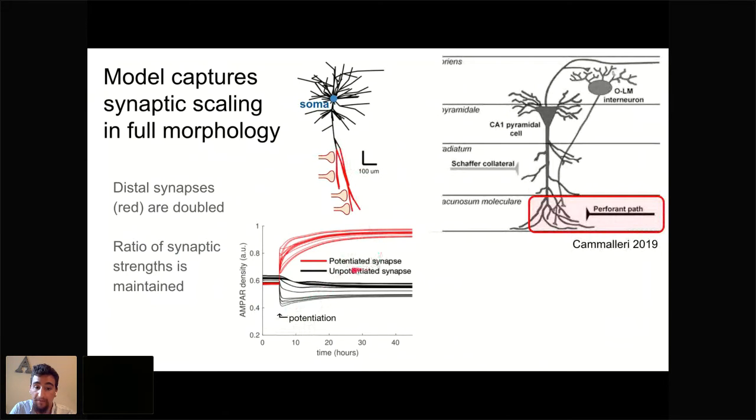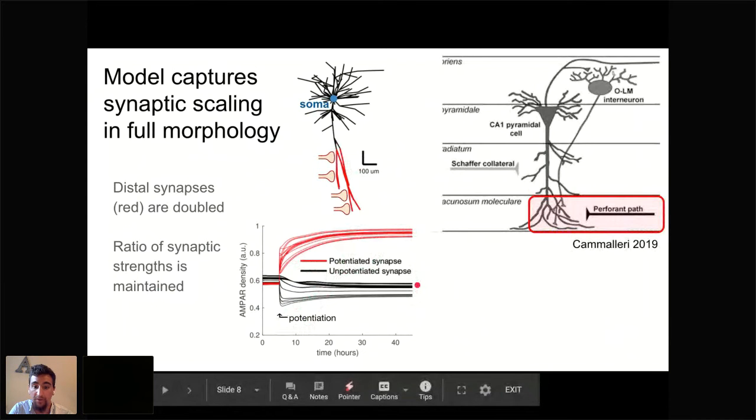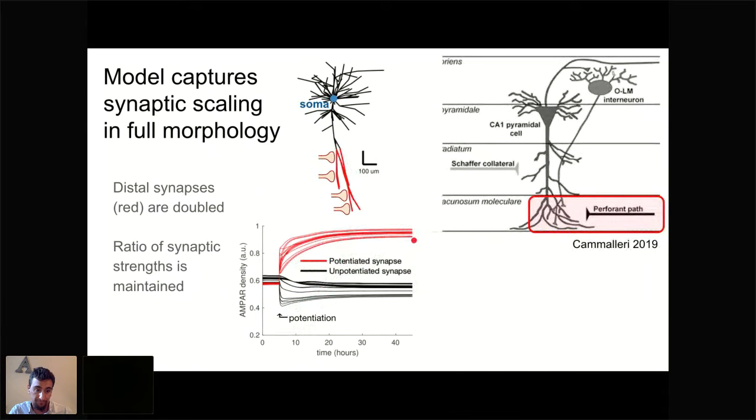In the curve at the bottom, each of these lines represents the density of AMPA receptors in one compartment. The nice result here is that scaling works solely with a global receptor. So this is a bit of a validation. The red compartments are scaled up, as expected. The unpotentiated black compartments are scaled down, which is notable because we didn't touch these. They went down on their own when the others were potentiated. The relative weights of the synapses here are preserved.